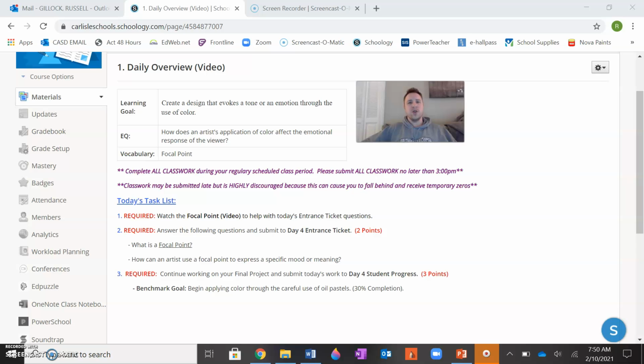So our vocabulary word today is focal point. This is a common technique used in art to help draw the viewer's attention somewhere, to help convey your specific meaning, or in your case, your specific emotion.